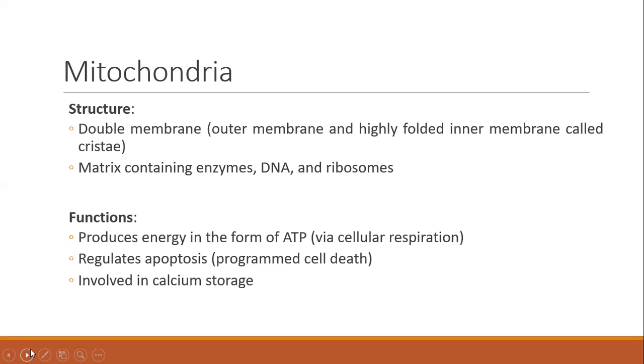The mitochondria helps to produce energy in the form of ATP via cellular respiration. It regulates apoptosis, also known as programmed cell death, and the mitochondria is well involved in calcium ion storage.